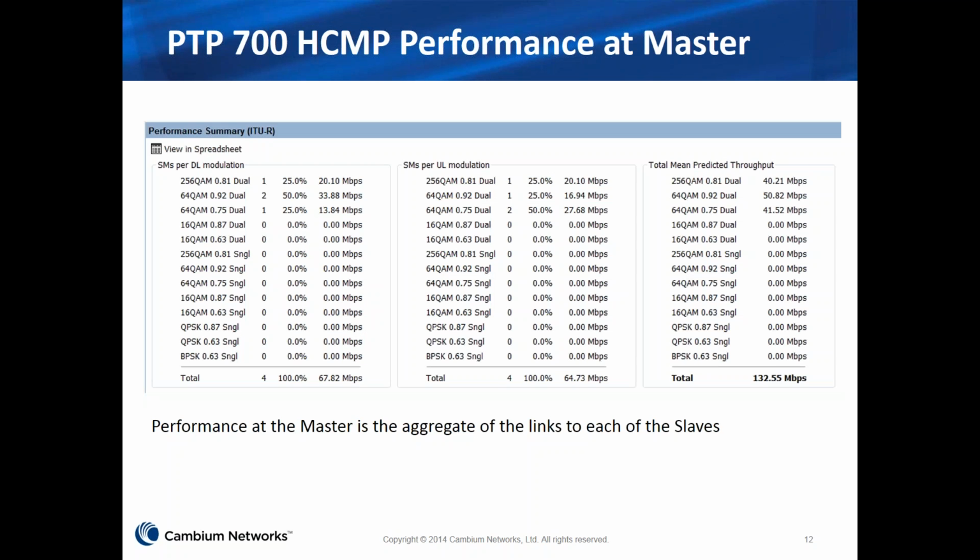On the access point page, we also have a performance summary section. This shows how many devices are using each modulation mode in each direction, and shows the aggregate data rate at the master of the links to all those devices. Where there are multiple devices on the same modulation mode, the data rate to each device will be the total shown divided by the number of devices in that mode.